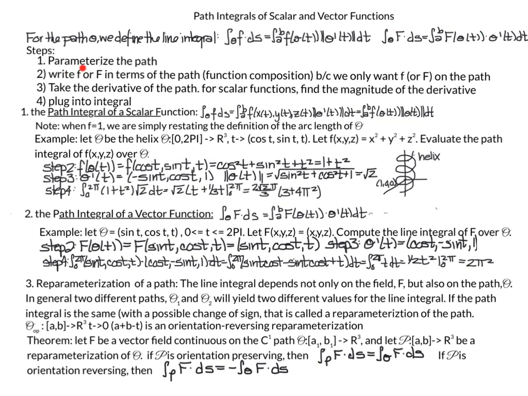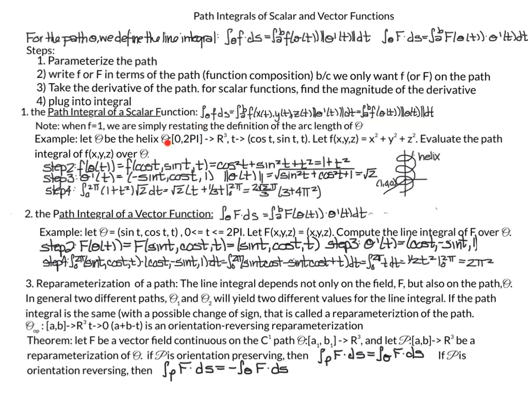Second is to write our little f or big F in terms of the path, and we use function composition. We do this because we're only interested in the field along the path. We take the derivative of the path, and for scalar functions, for little f, we also take the magnitude of the derivative to plug in here. And then last, we plug all these components into our formulas. So the first example we did was a path integral of a scalar function.